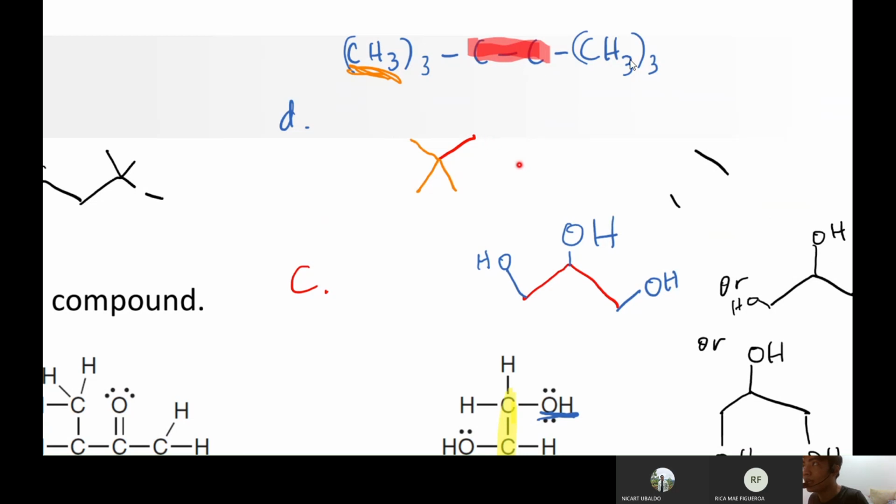And how about the other three? No? So, parang ganun lang din. Gagayahin ko na lang din yun nandito sa left side. So, ito yung isa, isa, isa. Okay? So, may tatlong CH3s, carbon, carbon, tapos yung tatlong CH3 ulit. No? So, ganun sa letter D.